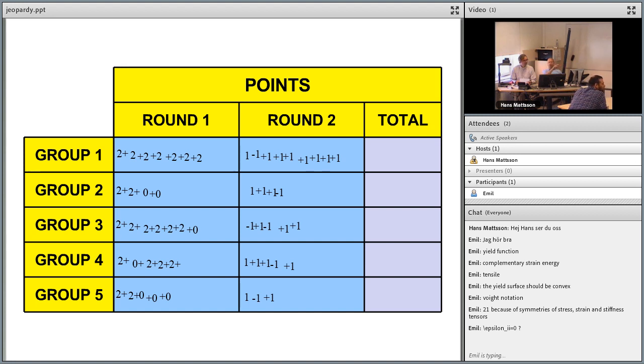Jag tyckte det var en som ropade här. Ja. Du måste välja det. Ropa ner ettan, var ni som ropade? I think you were first.